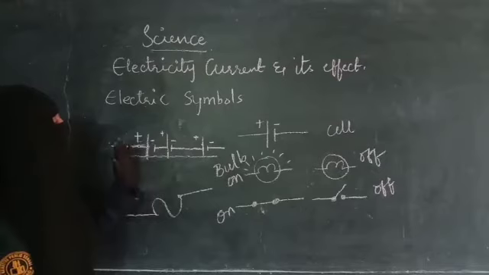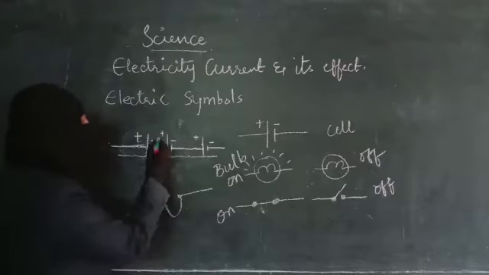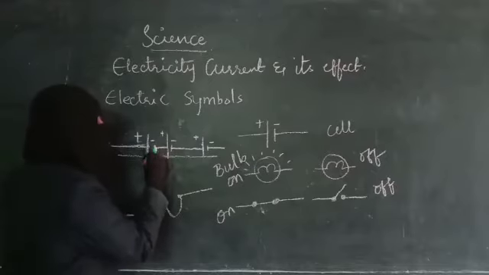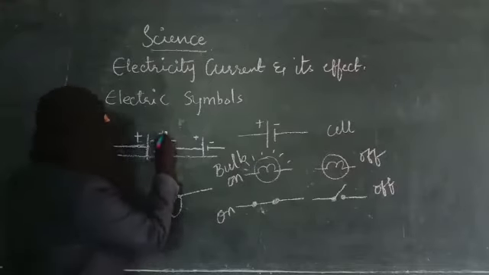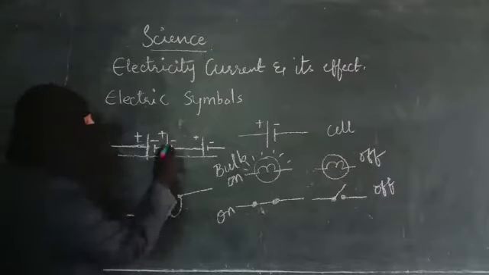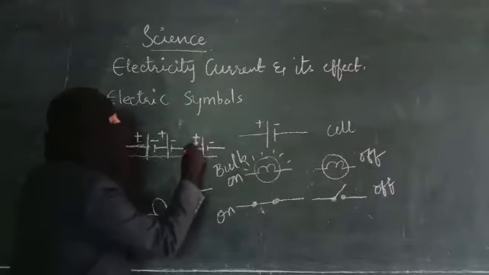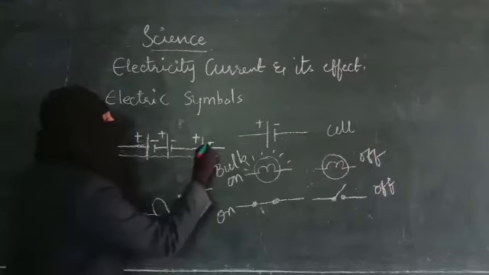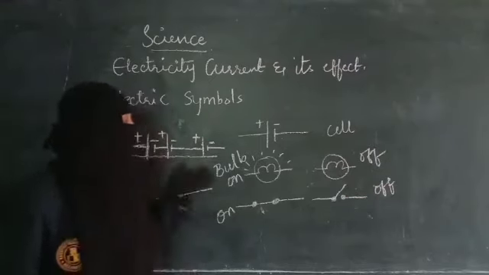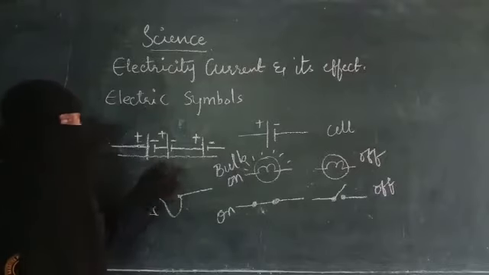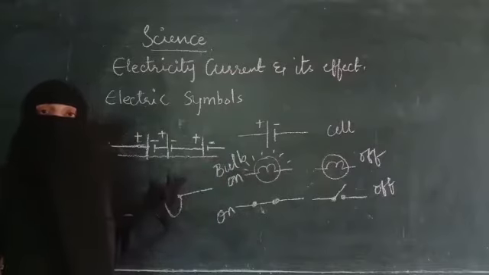The positive terminal of one cell should be connected to the negative terminal of the next. See here, the first cell's negative terminal is connected with the positive terminal of the second cell. And here also, the second cell's positive terminal is connected with the third cell's negative terminal. We have to follow this sequence. This is how we make a battery. Only one is a cell, and when two or more cells are present, it is called a battery.